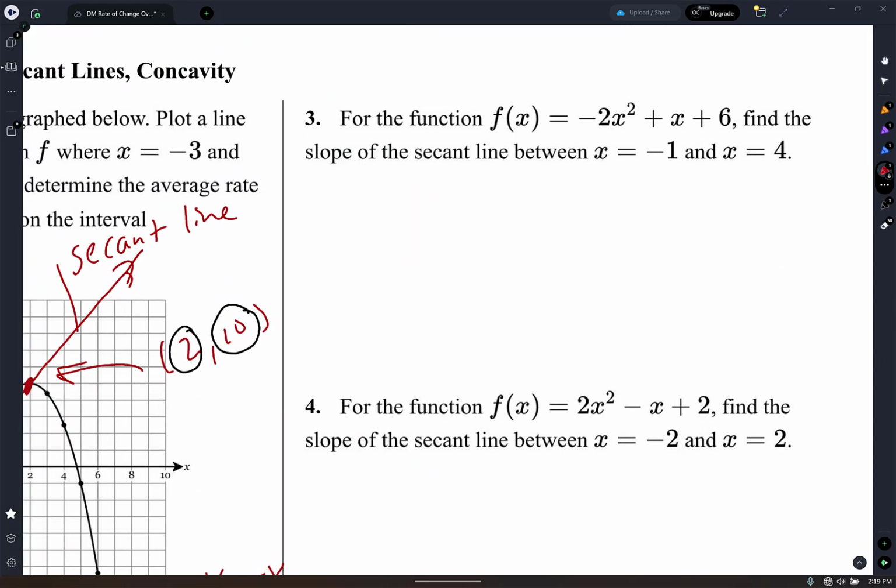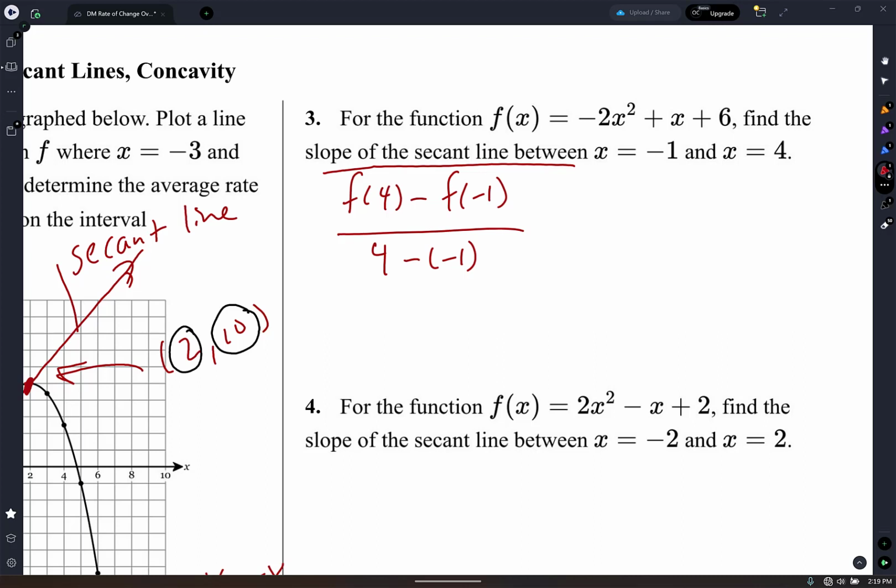All right, go to the top right-hand side. Look what it says. It says for the function f of x equals -2x squared plus x plus 6, find the slope of the secant line. So all you're doing is this. f of 4 minus f of -1 divided by 4 minus -1. All I'm doing is y2 minus y1 over x2 minus x1. Go ahead and turn on the AC. Push that little button. Does that make sense, guys?